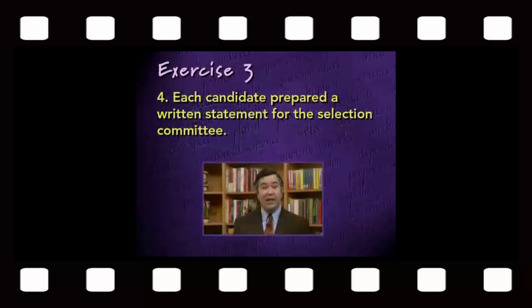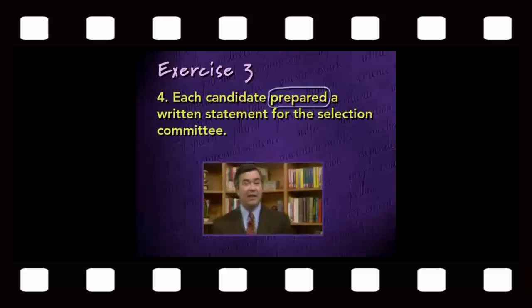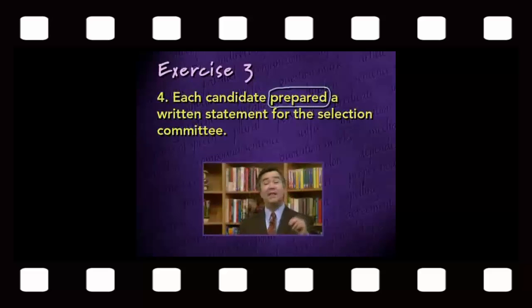Next example. Each candidate prepared a written statement for the selection committee. What's the verb here? The verb is prepared. Who or what did the preparing? Each candidate. What's the direct object? That is, do we know who or what the candidates prepared? Well, they prepared a written statement. So the noun statement is the direct object. Is there an indirect object, a word appearing between the verb and the direct object, which tells to whom or for whom the statement was prepared? The answer is no. There is no indirect object here.